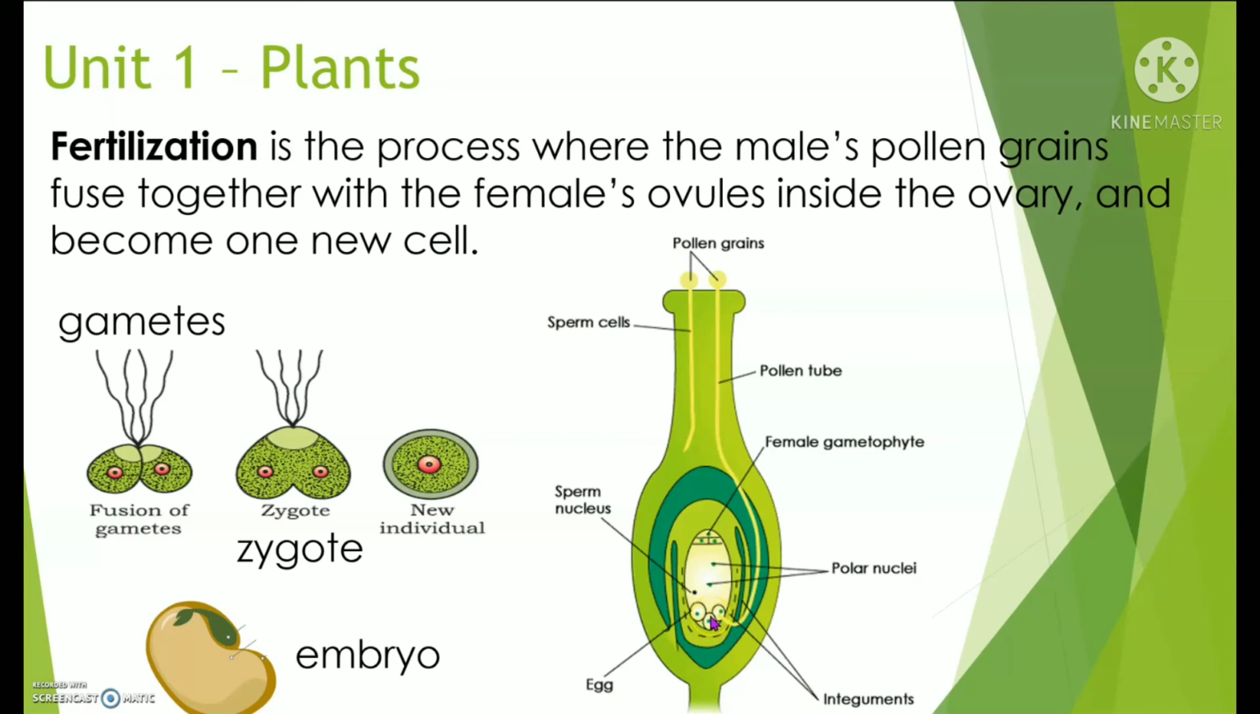Okay, then they will fuse together and unite and form what we call the zygote. Okay, so when the zygote is already formed, that marks the fertilization stage. Okay, did you understand? So fertilization is when the male gametes or the pollen grains reach the female gamete, which is the ovary, and they fuse together and form the zygote. That is fertilization.